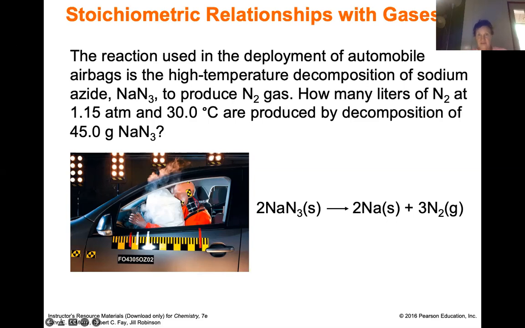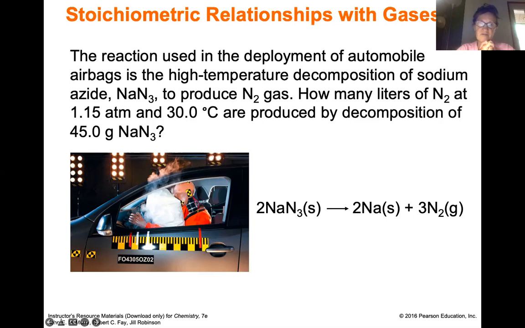The reaction used in the deployment of automobile airbags is the high temperature decomposition of sodium azide, so NaN3, and it produces N2 gas, which then creates the huge volume that protects you from hitting your steering wheel or your dashboard. So how many liters of N2 at 1.15 atmospheres and 30 degrees C are produced by decomposition of 45.0 grams of sodium azide? So you can't use the ideal gas law for the sodium azide, but we can use it for the nitrogen.